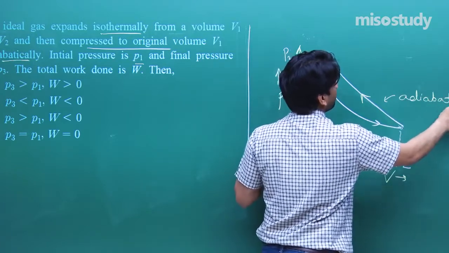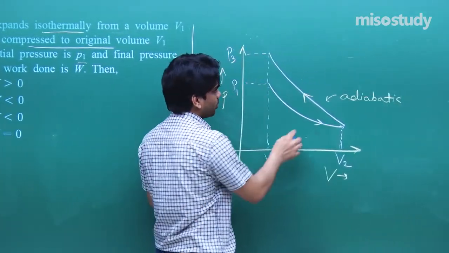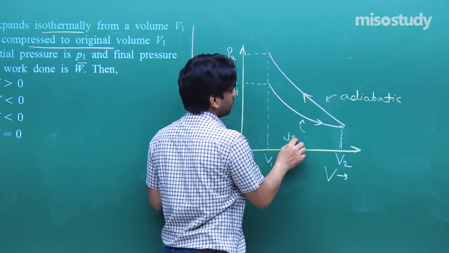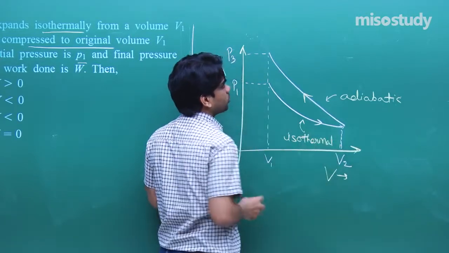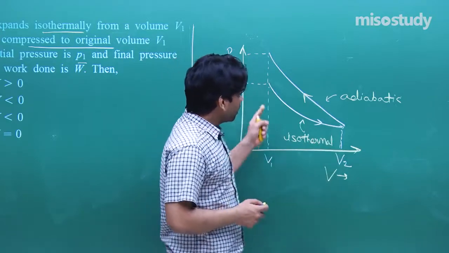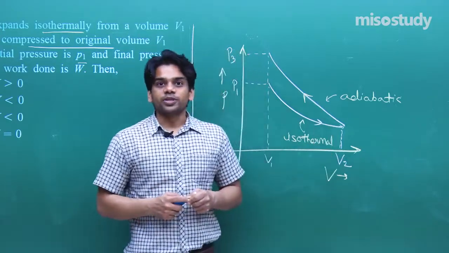See, the curve will help you a lot. If you try to go through with the equation, that will be quite cumbersome. If you just make curves, that will be of great help to you. Isothermal, adiabatic. Now you see here, this is the process. Now check the options.